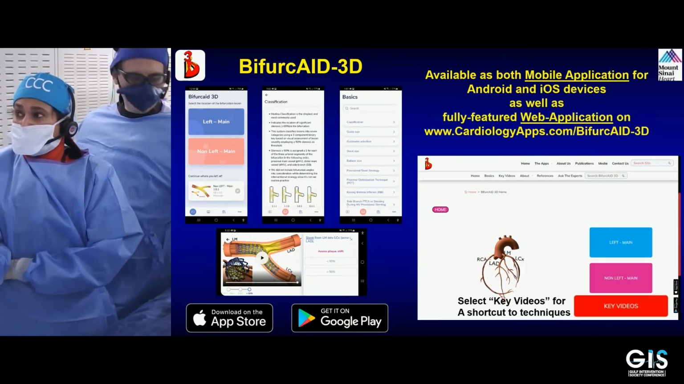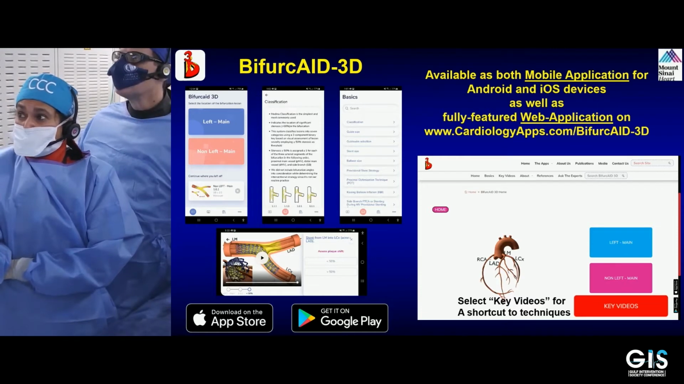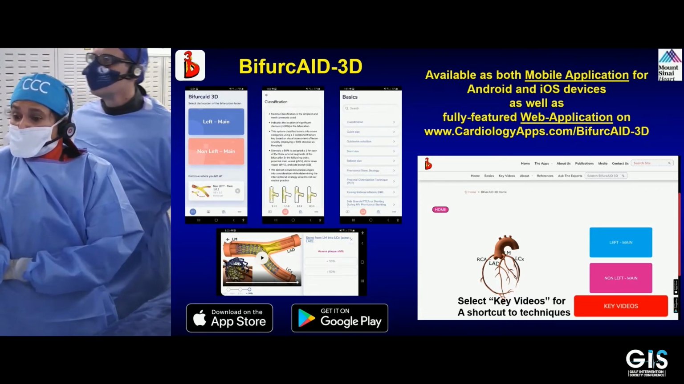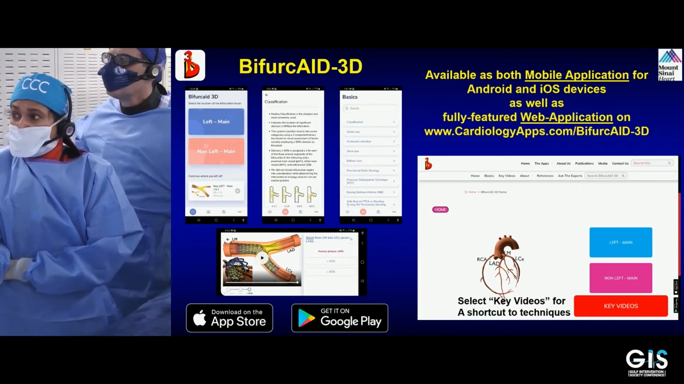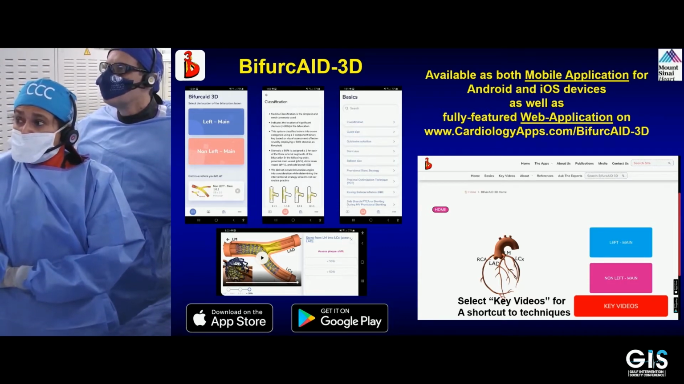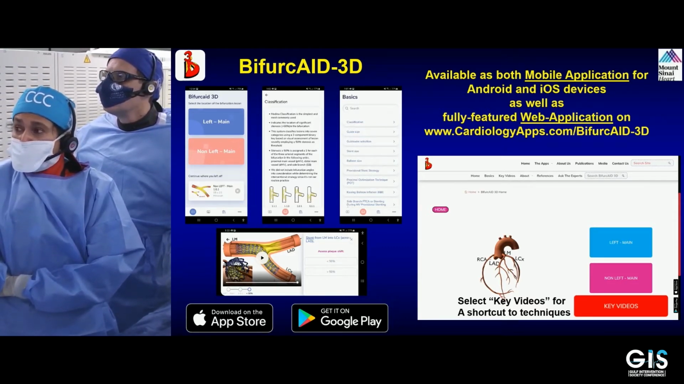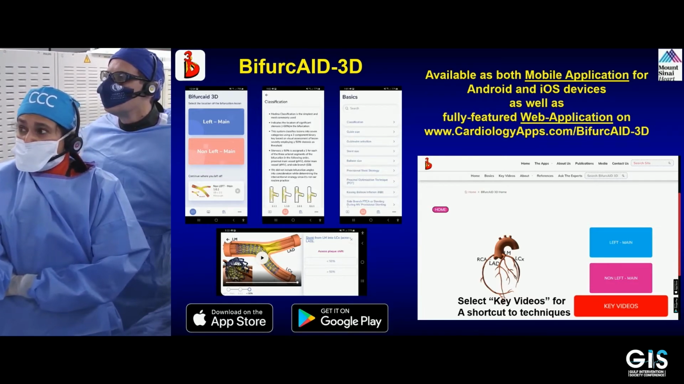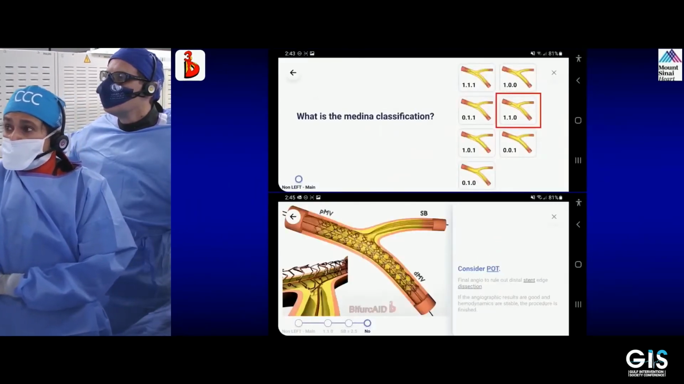We have both an app as well as a web app. We can go to the website, cardiologyapps.com, where more of these apps are available. Whether you want to do left main or non-left main, you can decide by clicking on that particular tab. There are also important key videos if you want to understand the various techniques, which include mini crush, DK crush, culotte. If you press on these videos, they will show automatically.